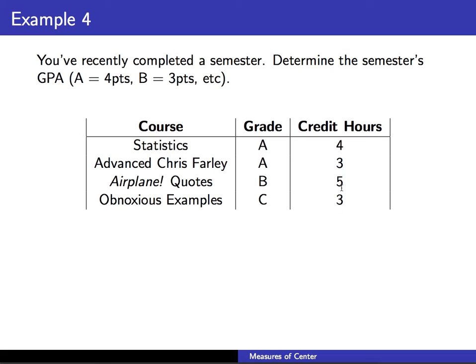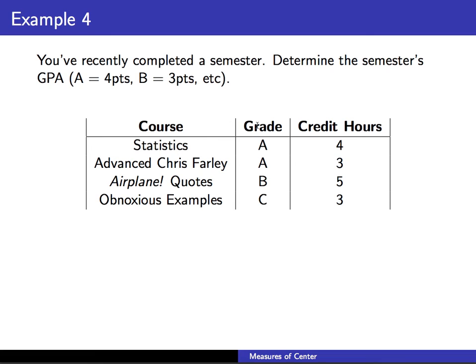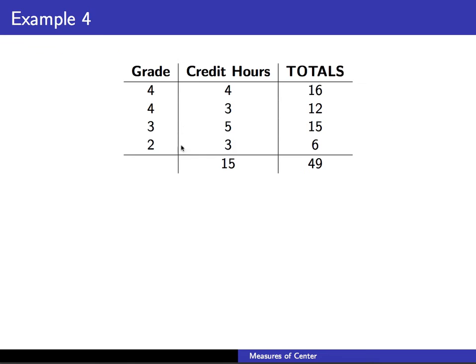That's a 5 credit hour class. And then Obnoxious Examples, that class, you got a C. That's another 3 credit hour class. So if we look at the grade in terms of 4, 3, 2, 1, 0, we have a 4 for an A, a 3 for a B, and a 2 for a C. So that's what these numbers represent in the grade column. The credit hours are the weights for the classes.